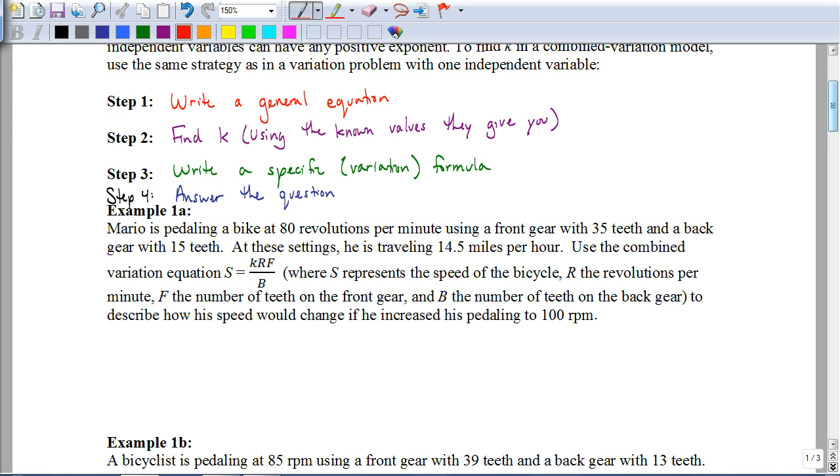It says Mario is pedaling a bike at 80 revolutions per minute using a front gear with 35 teeth and a back gear with 15 teeth. At these settings, he's traveling 14.5 miles per hour. Use a combined variation equation. In this situation, they give us the combined variation equation where S represents the speed of the bicycle, R is the revolutions per minute, F is the number of teeth on the front gear, and B the number of teeth on the back gear. You want to use that to describe how his speed would change if he increased his pedaling to 100 RPMs. Okay, so we already know our general equation.